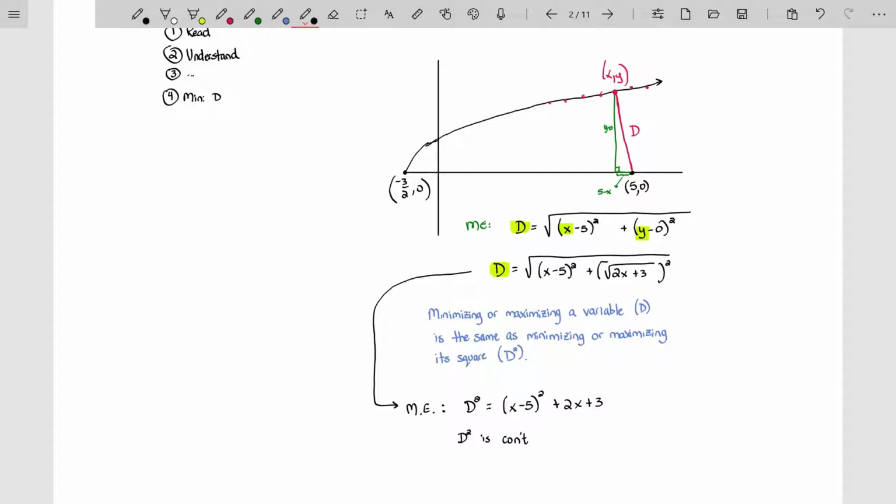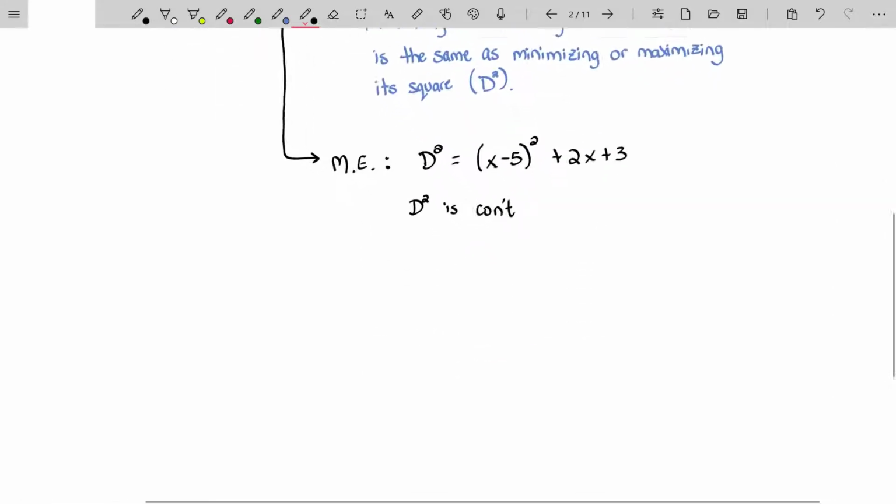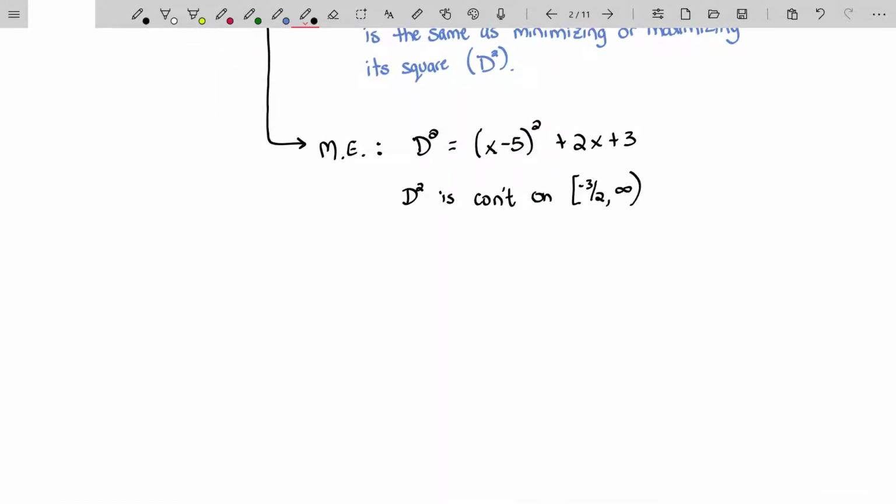D squared is continuous and D is continuous from -3/2 all the way to infinity. Again, you don't really need to worry about that domain restriction here, but that's just something to note. Which brings up a really interesting topic.